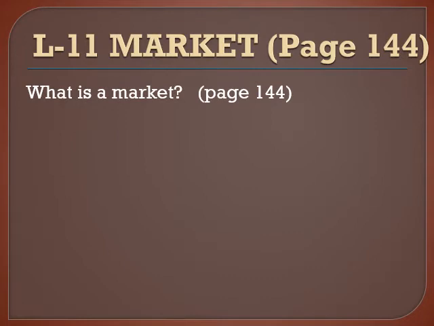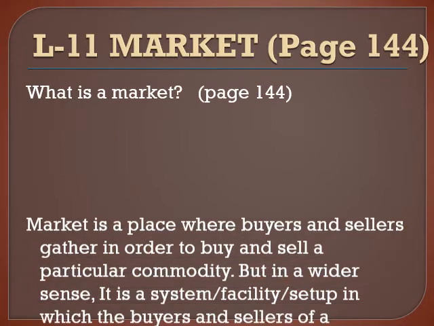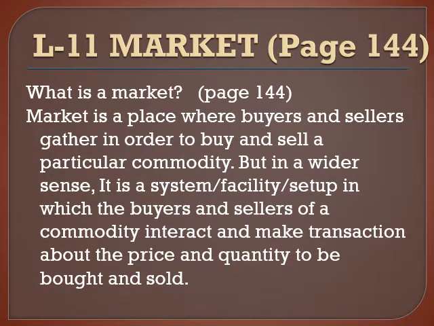Now first of all, what is a market? Okay, so we will see what a market is. Basically, a market is a place where buyers and sellers gather to buy and sell a commodity. So this is a narrow definition of market. But in a wider sense, a market is a system or a setup in which the buyers and sellers of a commodity interact as well as make transactions about the price and quantity to be bought and sold.